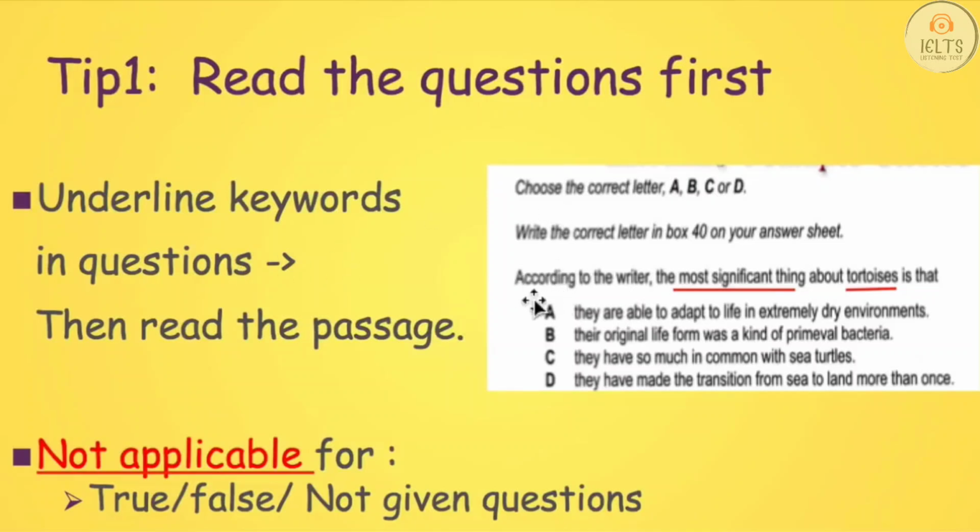What I mean is, let's say there's a question that says, according to the writer, the most significant thing about tortoises is that. So before you even read the passage, you read the question and you underline, okay, so I'm looking for a most significant thing and something about tortoises. So when you're reading the passage, go back to the passage and spot the word tortoise or most significant or most important. Paraphrase it in your head as well. So that helps you save a lot of time reading and understanding each and every word, each and every line in the passage.